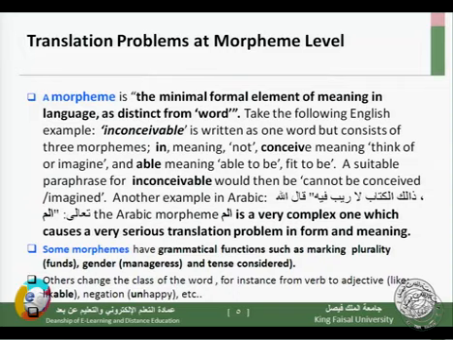All right? So this is a very brief introduction about morphemes, and the potential problems in translation when you are dealing with a morpheme. So I hope now you've got the idea. Now we need to move to another level.